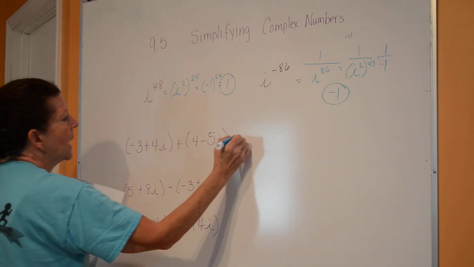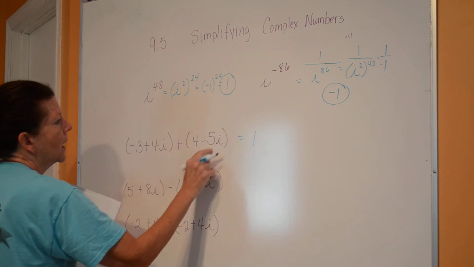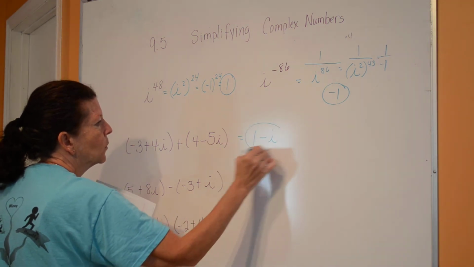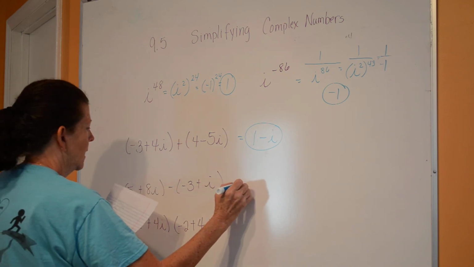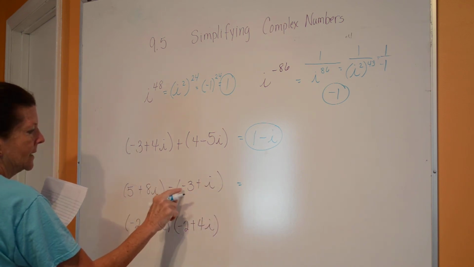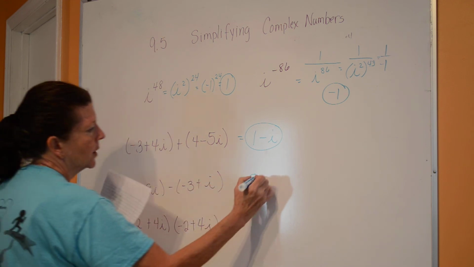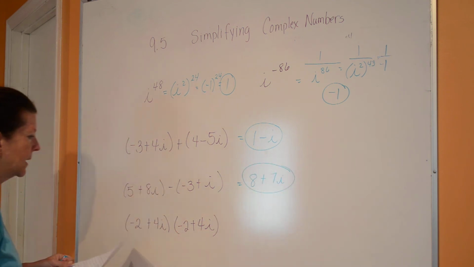On this one, when I add my real part, I have +1. When I add my imaginary part, I have -1. So it's 1 minus i. This one, 5 minus a -3, which is an 8, and 8i minus 1, which is a 7i. So your answer for your second one should be that.